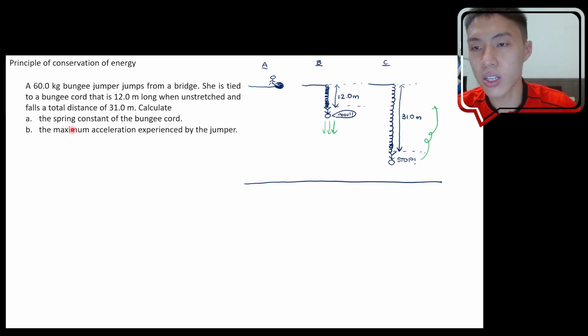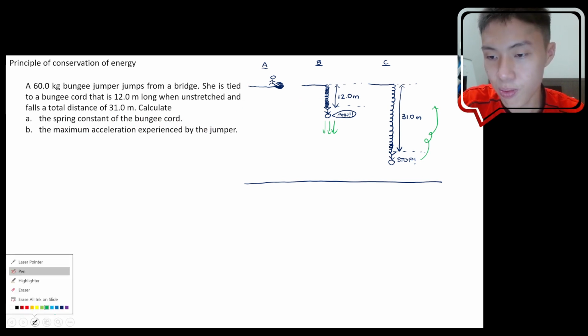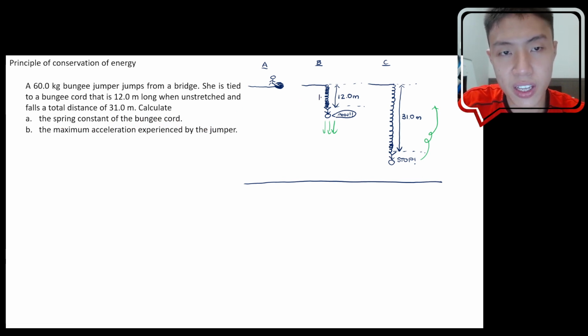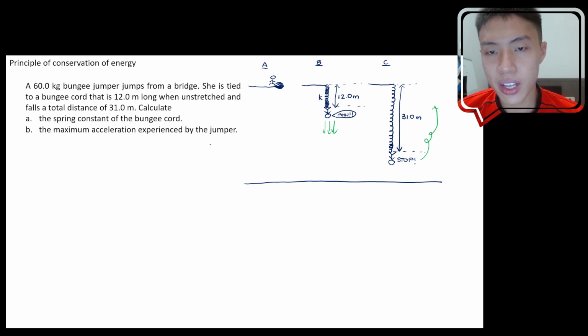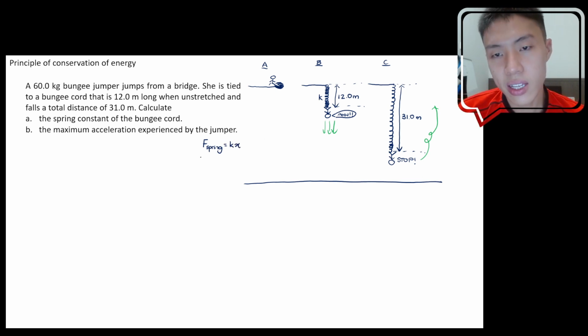Now they ask, what is the spring constant of the bungee cord? This spring has a spring constant of K, and you're interested to find it. K can be related to the restoring force of the spring, which is F equals Kx. If you ignore the direction, F is equal to Kx. If you wish to think in terms of energy, you have your elastic potential energy, U_EL, or U spring.